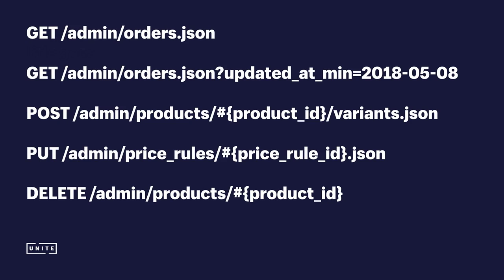Until now, if you wanted to access this stuff, you could use our admin API. It's a REST-based API, and it lets you make requests like the one seen here. You could fetch all orders, or all orders parameterized after a given date. You could create new variants, update price rules, or delete products. All of the usual CRUD operations that we know and love.